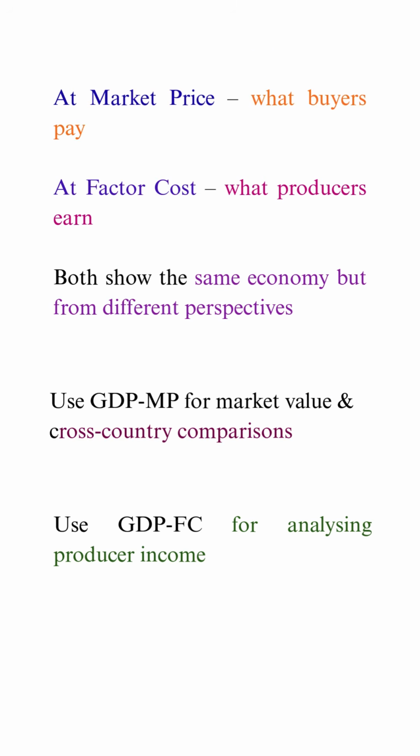Finally, let's summarize. GDP at market price reflects what buyers pay, and GDP at factor cost reflects what producers earn. Both show the same economy, just from different angles. Use GDP-MP when comparing market values across countries or over time, and GDP-FC when focusing on producer income. Two perspectives, one economy.